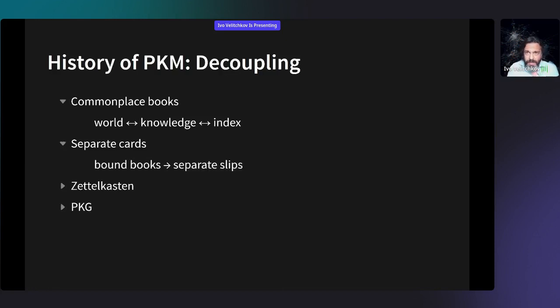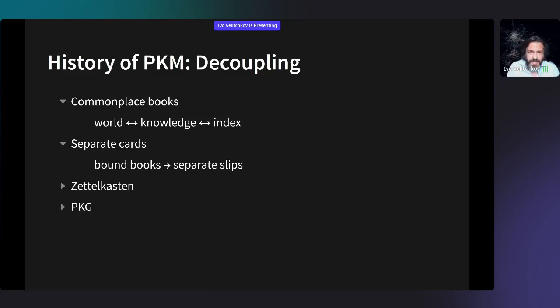The next decoupling was the physical decoupling, when at some point, instead of bound books, you could take separate notes, and that was used and encouraged. And at some point, there was a device called the Ark of Studies, a wooden cabinet with slips that were put on hooks and sorted by different subjects, but you could detach them and use them separately.